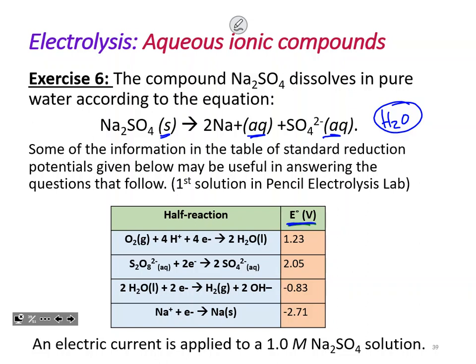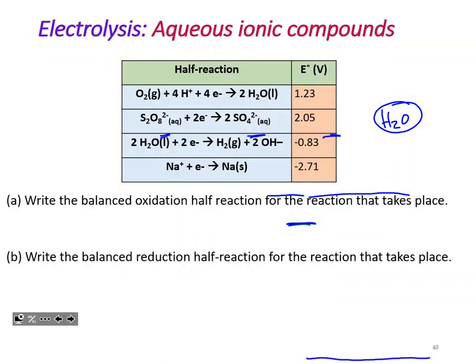Now, this would be the first solution in the pencil electrolysis lab if we had time to do it. But I really like this lab too because you get basic solution and acidic solution out of the water being oxidized or reduced, so you can see pretty indicator colors change in this particular lab. An electric current is applied to 1 molar sodium sulfate solution. All right, so this is an electrolytic cell, which tells us that it is not thermodynamically favored. It is unfavorable because we're adding a power source.